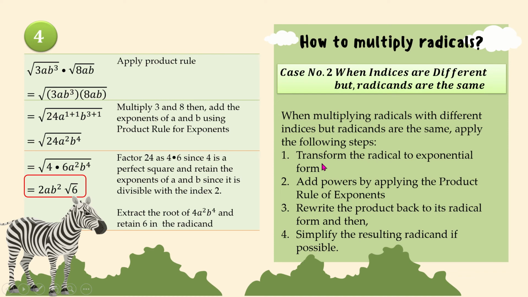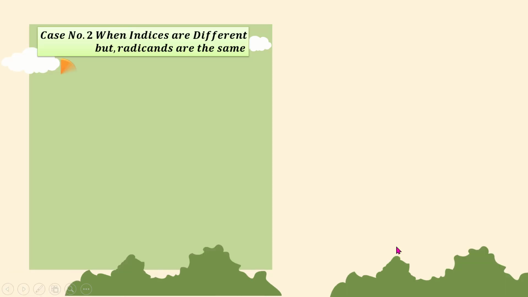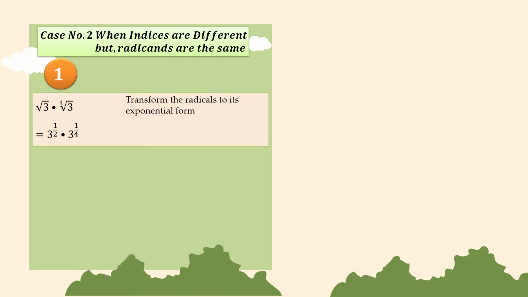First, transform the radical to exponential form. The next is to add powers by applying the product rule of exponents. The next is rewrite the product back to its radical form. Then simplify the resulting radicand if possible. So we'll have example number 1 for case number 2. Here, the square root of 3 times the fourth root of 3.